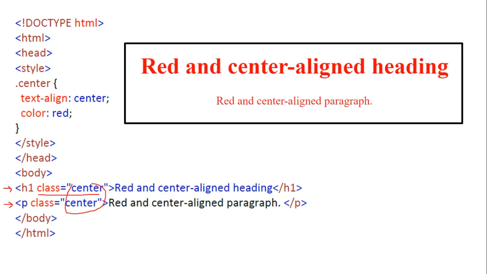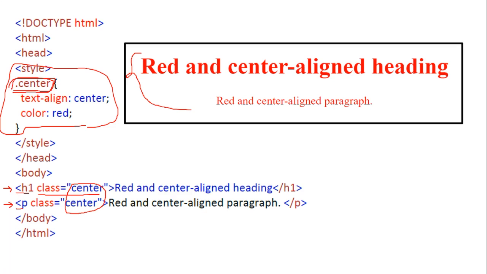So both have the same class, one is a heading, one is a paragraph, but we have the same class name, right? So whenever you design it, if you just give the class name, it will be center aligned and then red. So both of these will have the same CSS properties because we are designing using the same class name.